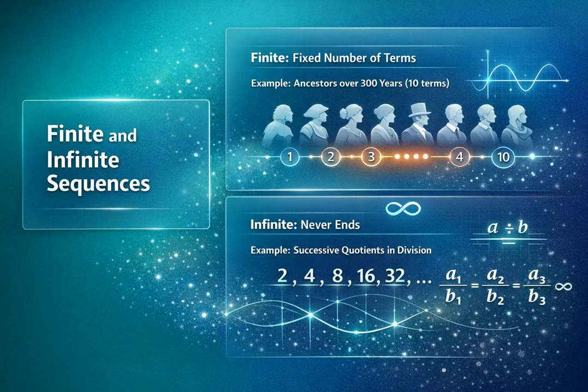A finite sequence has a fixed number of terms, like counting ancestors over 300 years, which gives exactly 10 generations. An infinite sequence never ends, like the successive quotients when dividing 10 by 3, which continues forever.